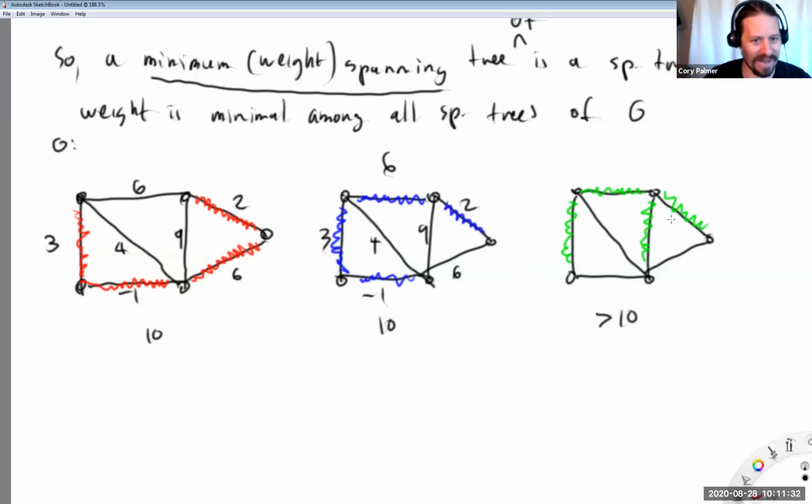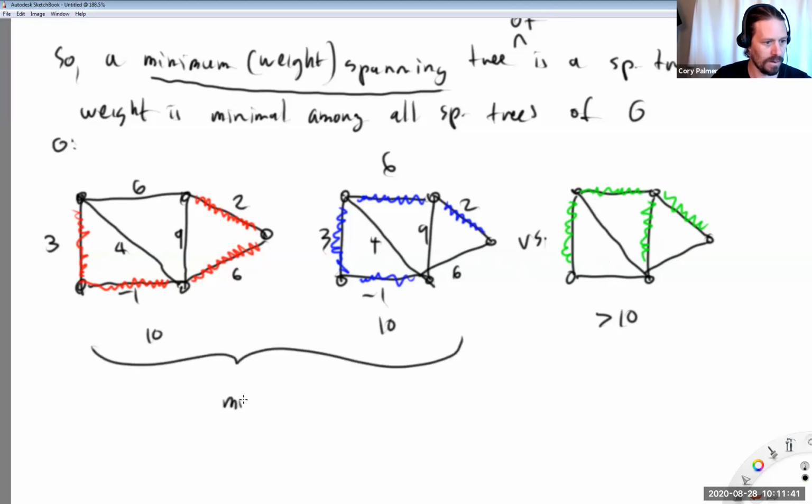We had the 9 and we have a 2 and we don't have the -1, so we already have 11 from these 2 edges here. So this one, I'll put a versus here. These 2 are minimal, but this one's not. Okay.